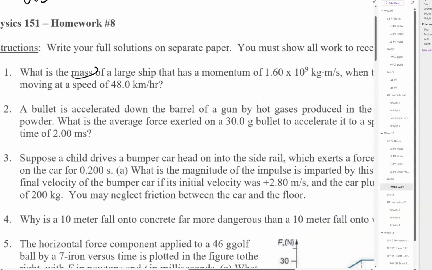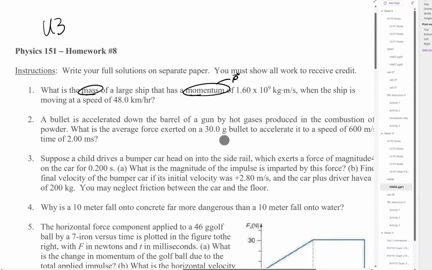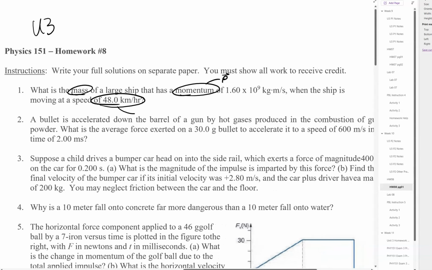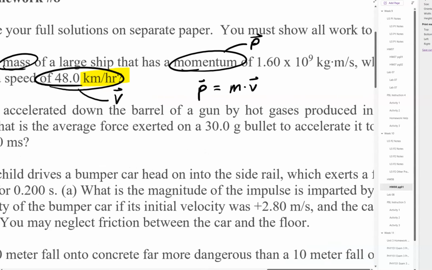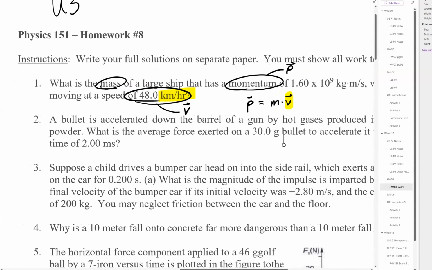In problem number 1, we're being asked to find the mass of a large ship that has a momentum, remember we call that P, of this quantity, and when the ship has a velocity of 48 kilometers an hour, we should be able to compute mass, because we'll note that momentum is equal to mass times velocity. What I want you to be on the lookout for here, though, is that the velocity is given to us in kilometers an hour, and every time we use a formula from our formula sheet, we really should be using an SI unit. Kilometers per hour is not the SI unit for velocity, so make sure that you make that adjustment before you use the formula.